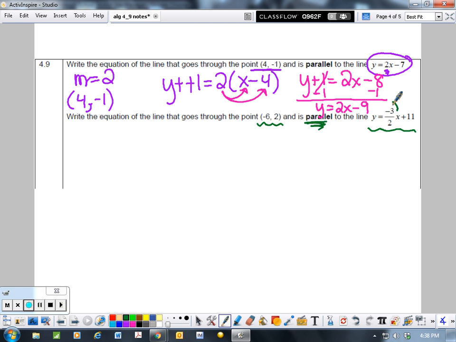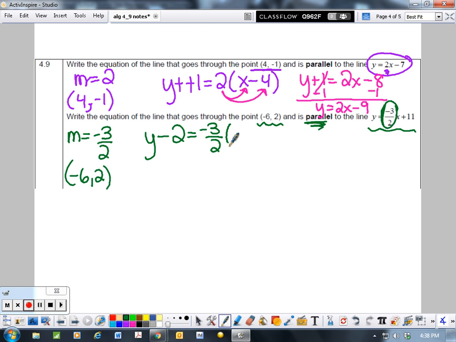So I'm going to come to this line and I'm going to grab the slope. I totally ignore everything else about that. All I need is the slope. So my slope is -3/2. My point is -6, 2. And now I can write the equation of my line. So y minus the y value of my point equals my slope times x minus the x value of my point. I take care of my double negatives, and I'm good to go if I want point-slope form.